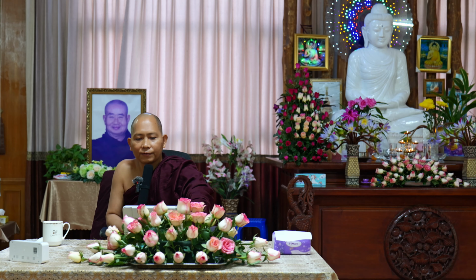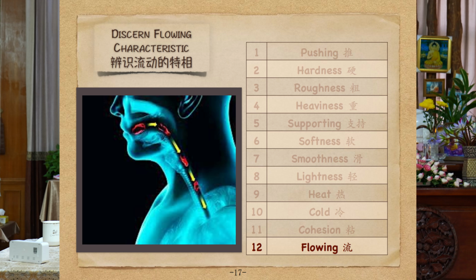Okay, the last one is flowing. There are flowing characteristics everywhere in your body. This is also one of the water elements. Water elements are actually the most difficult one. Very difficult to discern, subtle mentality, materiality, sukhuma rupa.